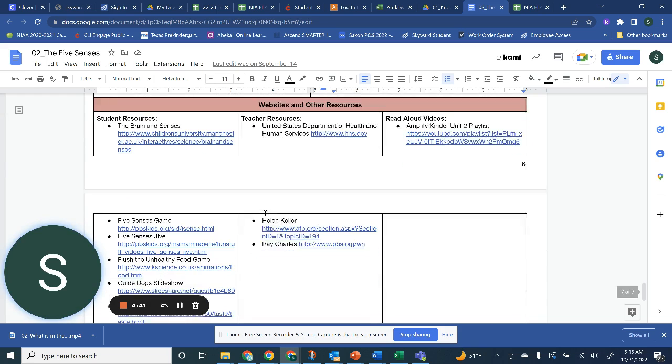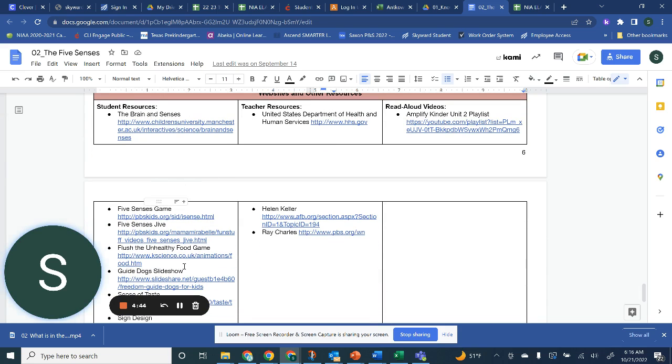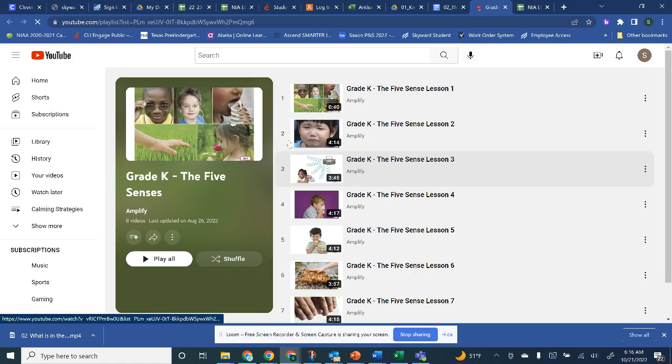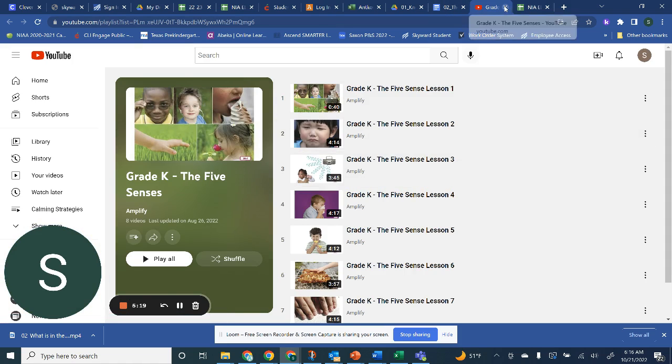And then we have websites and other resources. There's one section for student resources. Please make sure you check these out and make sure that they are appropriate for your students before you use them. You have teacher resources where you can get more information about the content that you're teaching. And then we have a link to the Amplify playlist. If you have read alouds in your Amplify, this would be kinder, first, second, and third grade, you have videos that go along with that. And so this will take you to the playlist for those videos.